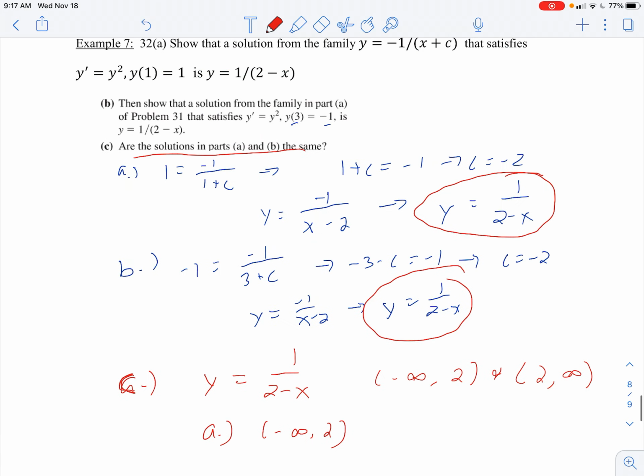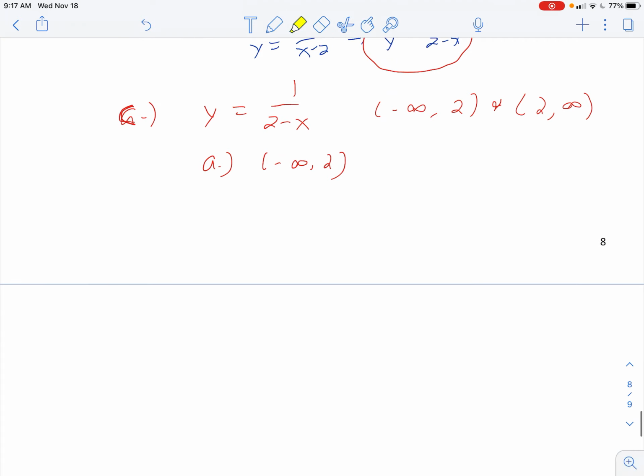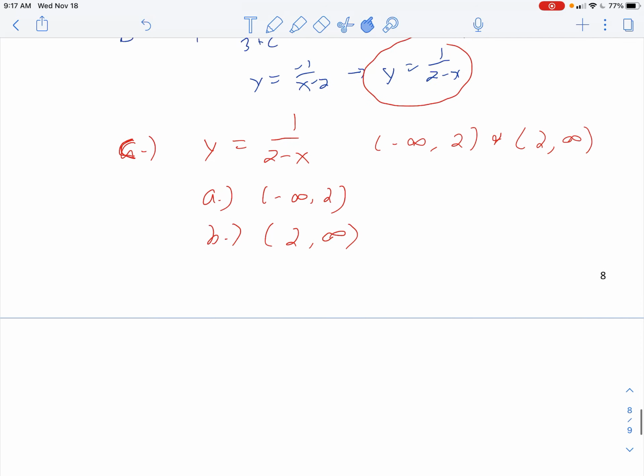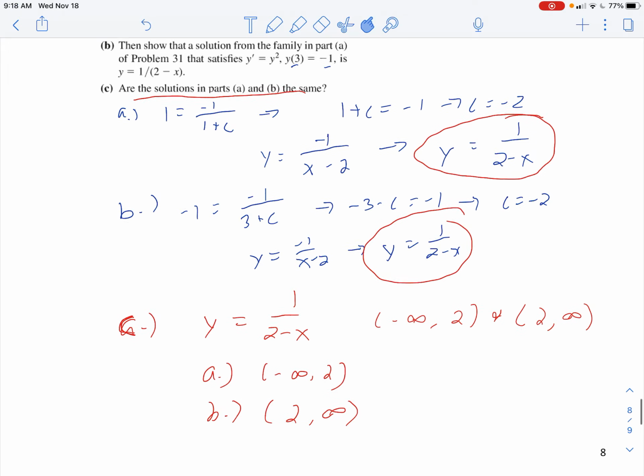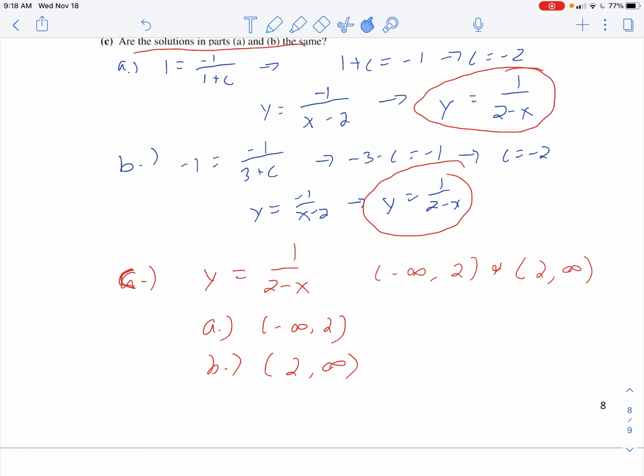But for B, we're going from 2 to infinity for our interval because of the point that we're given. Because we're given negative 1 for y, 3 for x. So because they're in two different regions, they are not the same solution. We have two different intervals, so it's no.